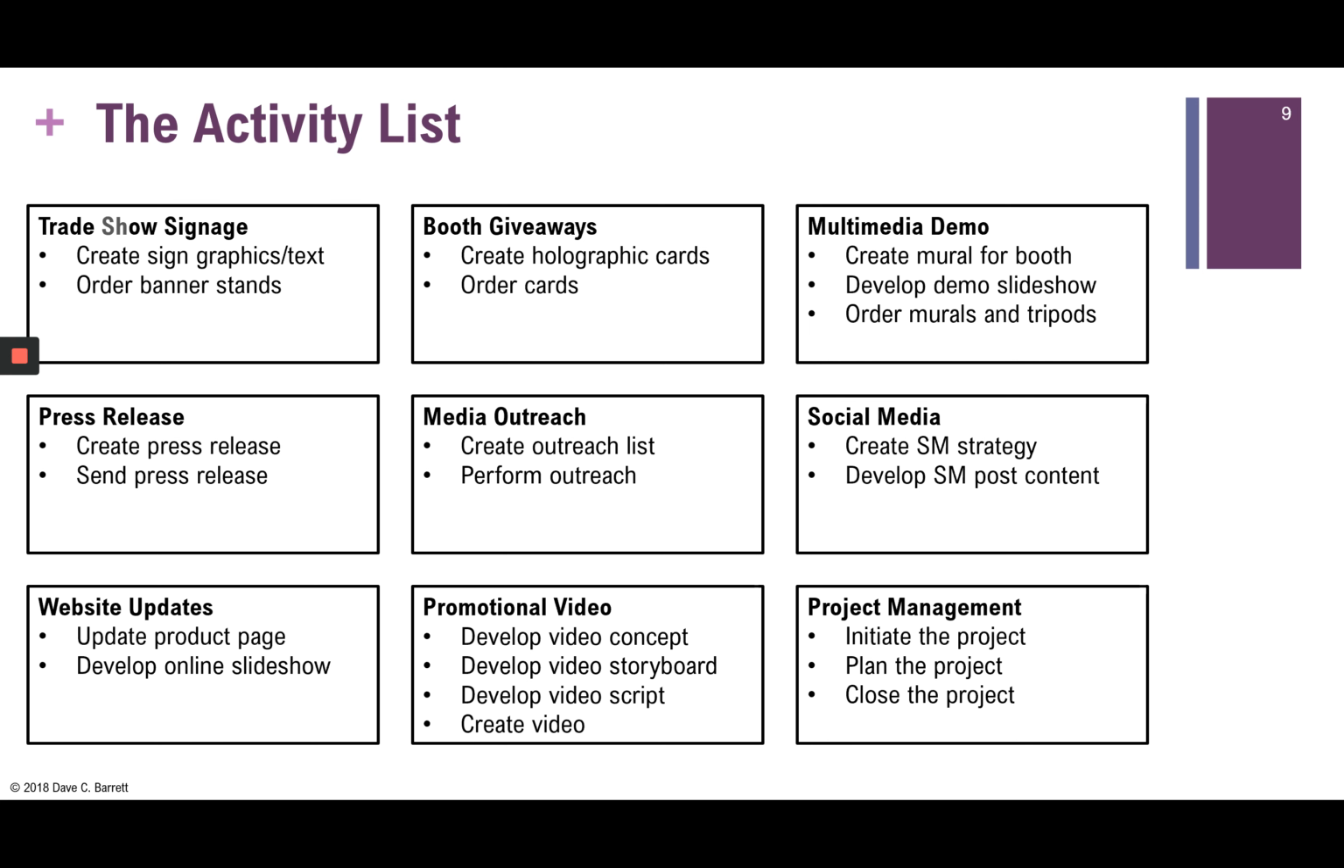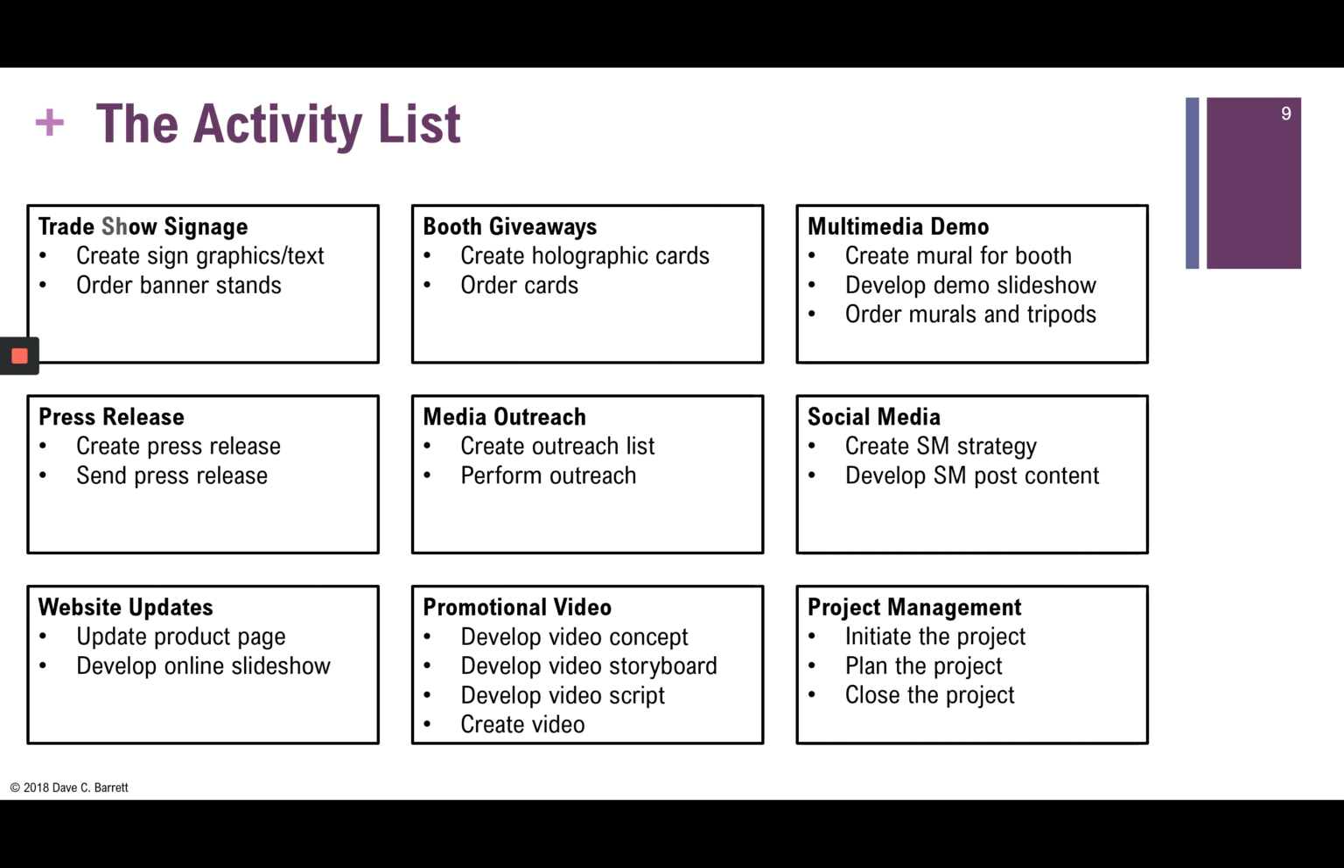We have the following 9 pieces of paper, which represent each work package. Now, notice that there's 8 that were there from the work breakdown structure. We've also added a project management work package, because that's another thing that is done and oftentimes doesn't appear on the work breakdown structure, but should, or should be considered work that is done. So here we see for the trade show signage, she defined 2 activities: create sign graphics / text and order banner stands.